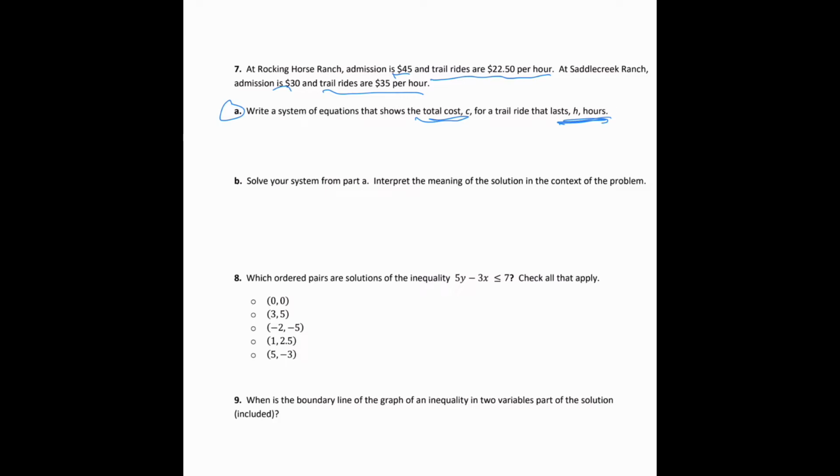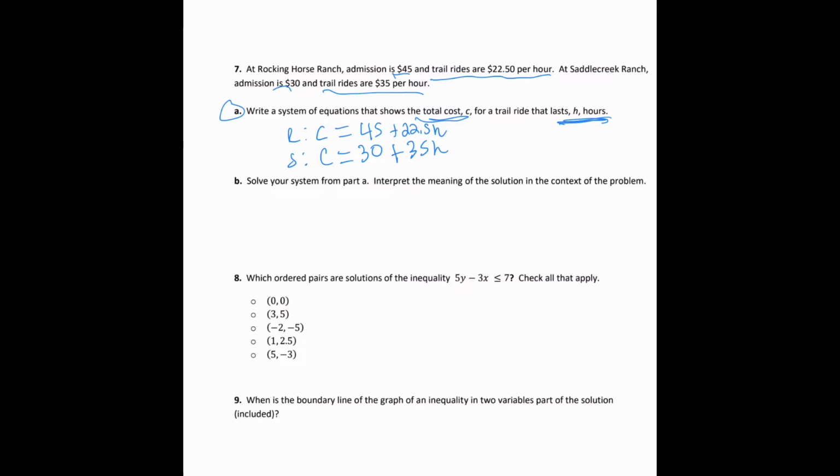That's what a system is, two or more equations, but in our case, just two. We need a Rocking Horse Ranch equation to represent the total cost. So the total cost at Rocking Horse Ranch is going to be $45 immediately plus $22.50 for every hour that you spend there. At Saddle Creek Ranch, the cost would be $30 initially and then $35 per hour.